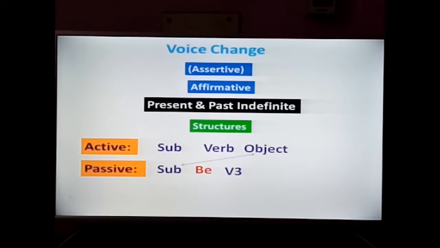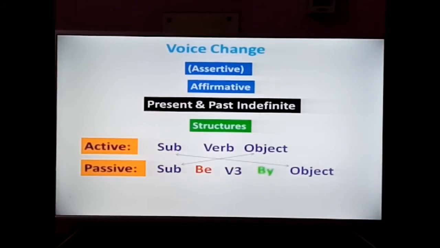After the past participle main verb of the passive sentence, you have to use a preposition before you use the object, and the object of your passive voice is always the subject of the active voice. Well, dear students, these are the steps you always have to follow to change any active sentence into passive.